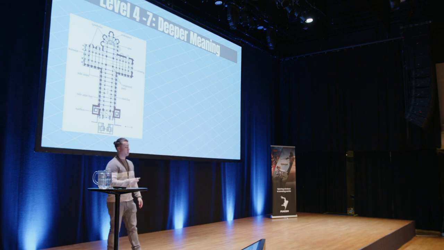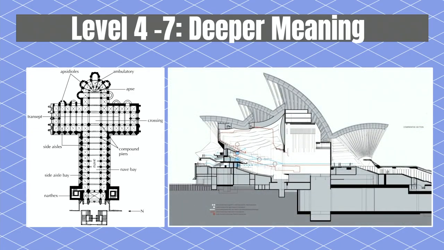But if we look at other architectural spaces, such as the Sydney Opera House, this is just out there on the sea. What they've done with the architecture is incredible because they wanted to make it look like waves, as if it is part of the sea, the ocean itself.